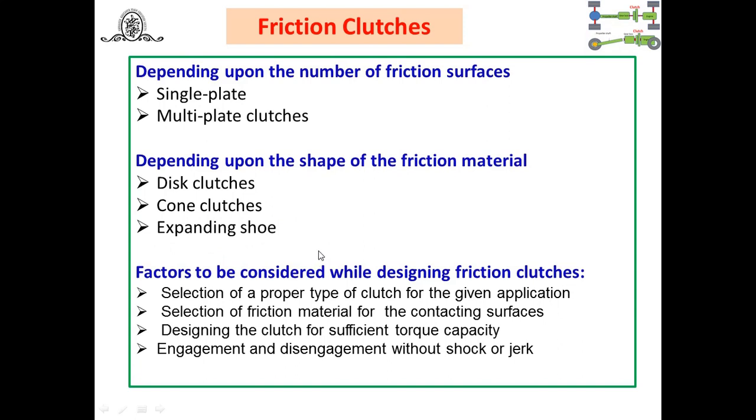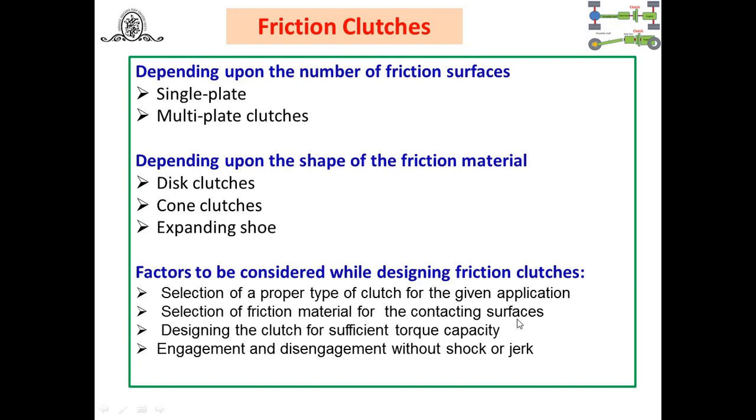There are some factors that you have to consider while designing these friction clutches. The first factor is to select the proper type of clutch, whether single plate, multi plate, or centrifugal. That means we have to take into account which type of clutch suits the particular application. Second is which type of friction material to use for the contacting surfaces. Asbestos and other friction lining materials are used. This is another factor.